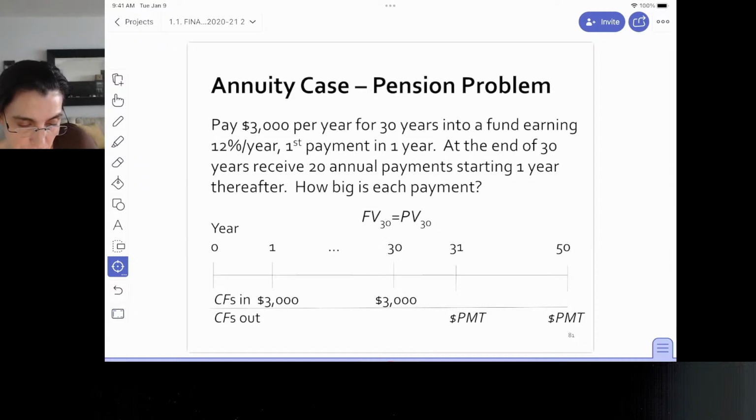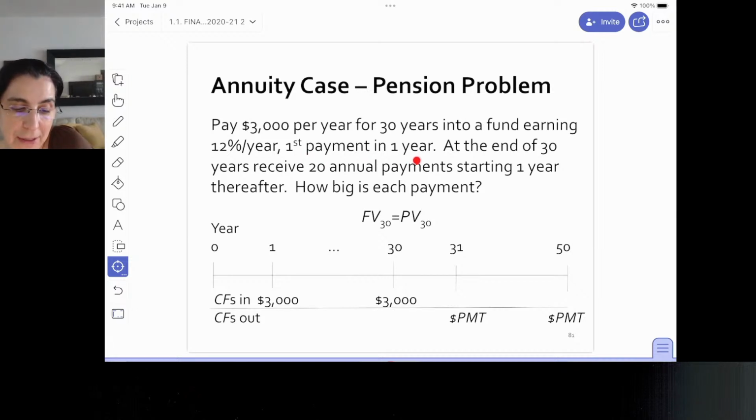So anyway, that's what the 12% is intended. In other words, I'm saying this is kind of realistic, right? This is a realistic consideration. $3,000 into a fund for 30 years. So if you started now, by the time you were 50, at 12%, if you can find a fund that's offering 12%, like a mutual fund on average, and you keep investing in it, then if the first payment is in 1 year, that's an annuity.